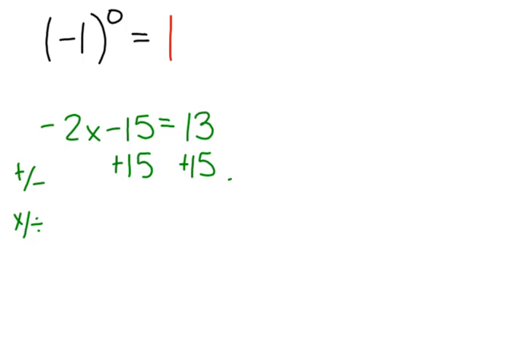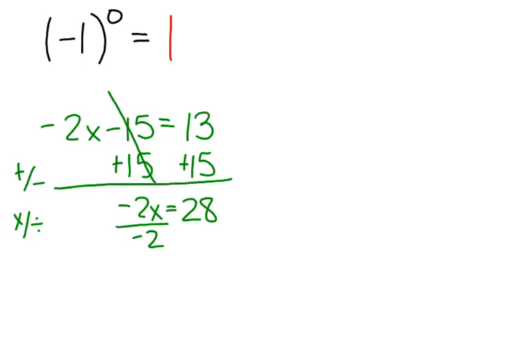You're only going to add it to the 13 because they both do not have a letter and they are like terms. These values eliminate themselves. You have -2x equals 28. Then you look at what operation you have. When you have a number next to a letter, you have multiplication. The opposite is division. So we're going to divide both sides by -2. They eliminate themselves. You have x equals -14.